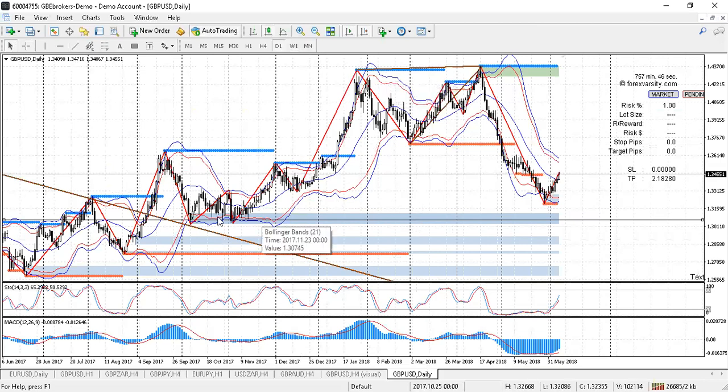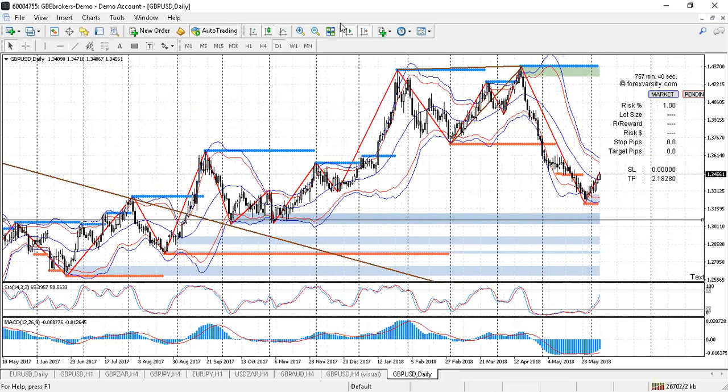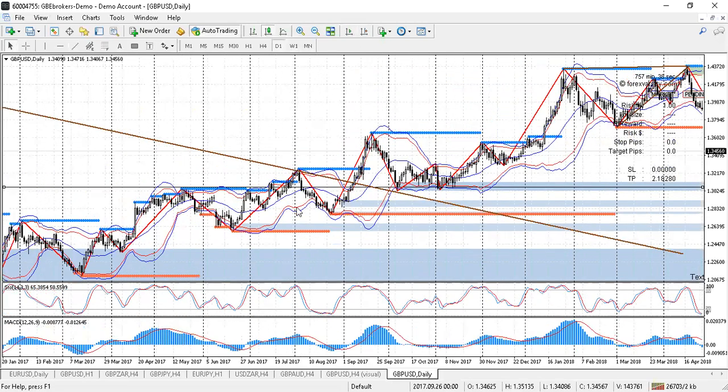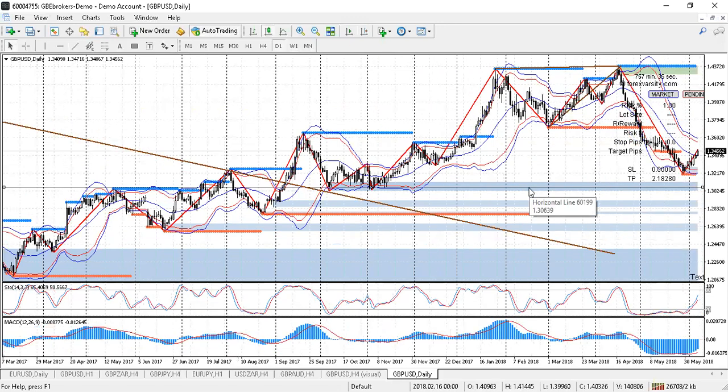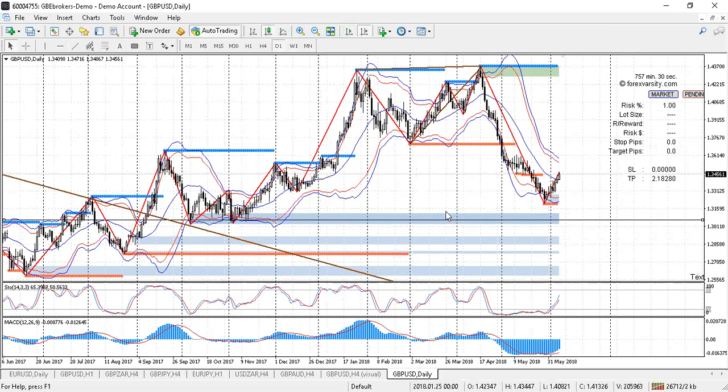So the answer is yeah. You've got a level of support there, a level of support there. You can see if I scroll back, this level of resistance happening here. So it makes sense that this could be heading down to here in the longer term.